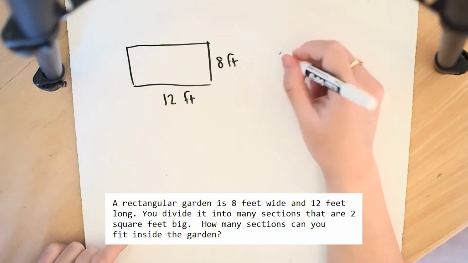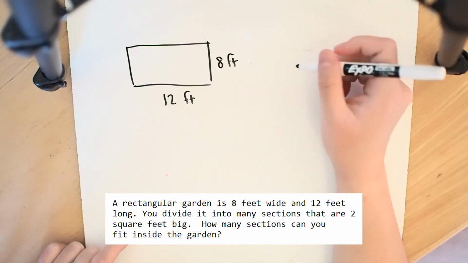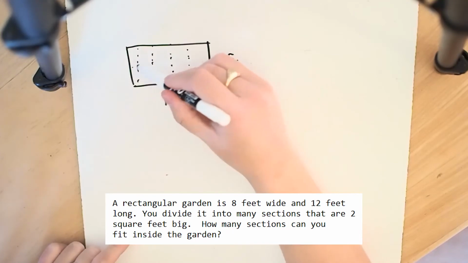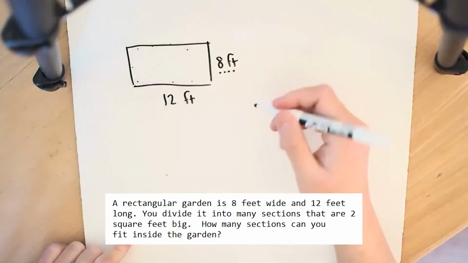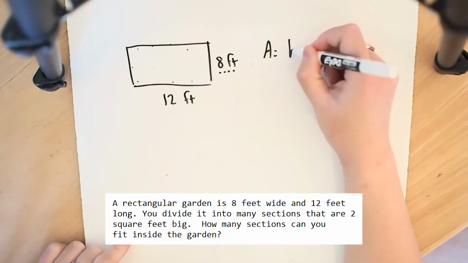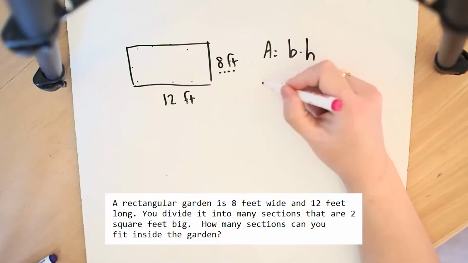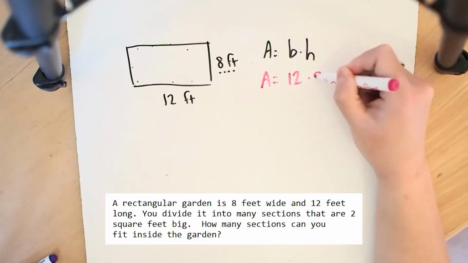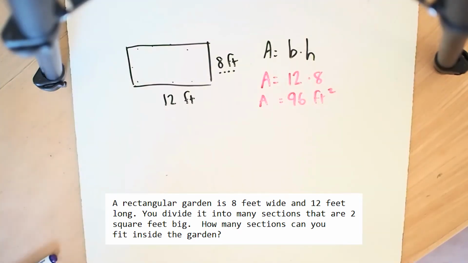Okay, so the first step we're going to have to do is find the area. It's saying that we divide it into sections that are 2 square feet big. So it's saying we need to split it up and find how many sections can hypothetically fit inside of here. We need to find the total area first. So we're going to write our formula, area equals base times height, and we fill in with everything we know. This time we're looking for the area, so we don't fill the area in. Our base is 12, and our height is 8. So we get 96 feet squared. But we're not done yet.